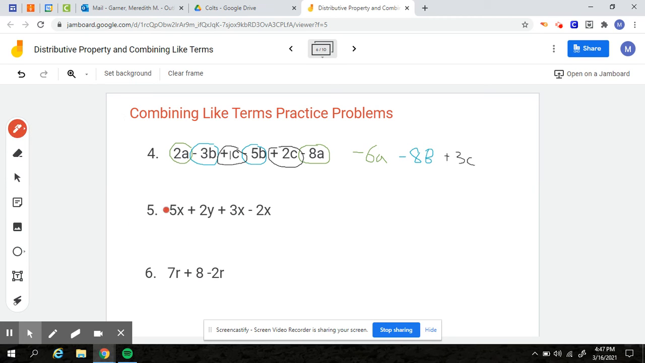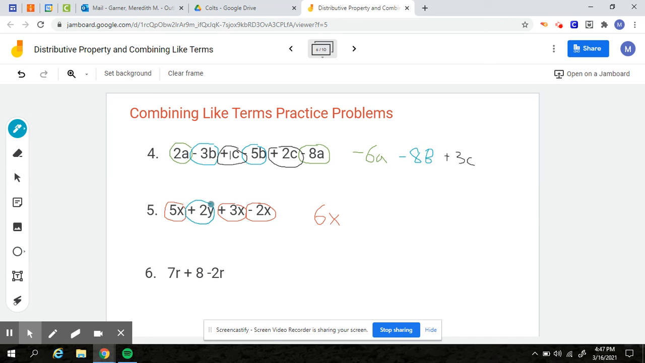Number 5, let's put our x's together. We have 5x, we have a +3x, and we have a -2x. We have 3 things that can go in that pile. So 5 plus 3 minus 2 will give you a grand total of 6x. And then you will notice that the 2y is by itself.